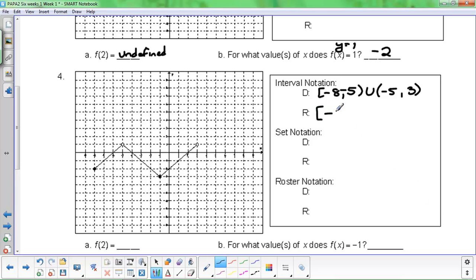Your range is going to be from -3 to +1, and remember, because both of the values at +1 are open circles, they are not included.